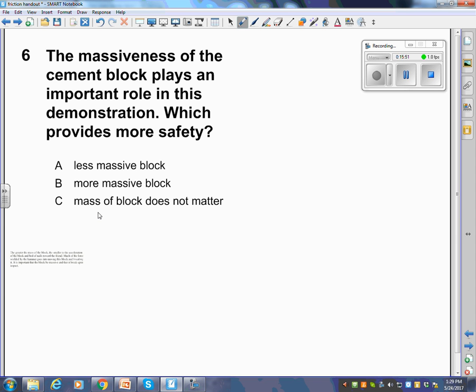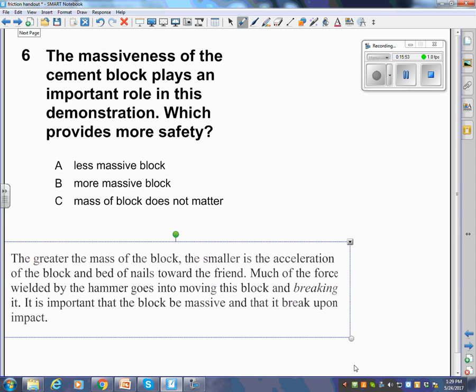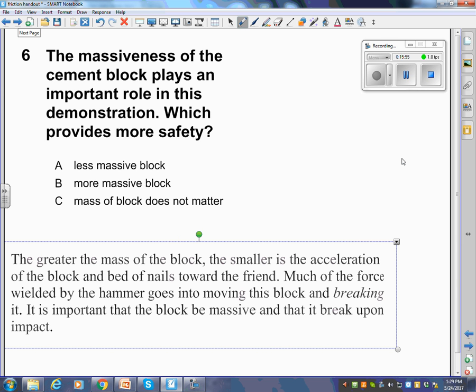Doesn't matter? The greater the mass of the block, the smaller the acceleration of the block of nails toward the front. So you're throwing that sledgehammer down, you're moving it really fast. The block and the board can't go very far, right? Otherwise, into the guy, right? So you need to slow that acceleration down. How do you do that? Bigger mass.